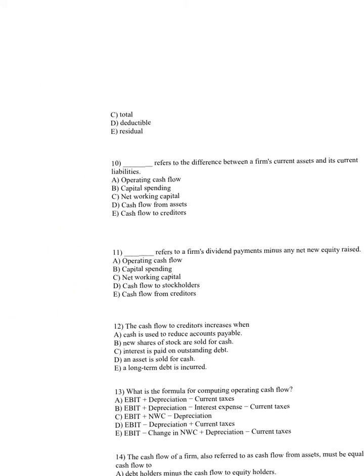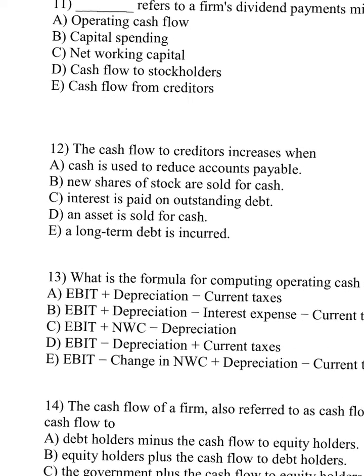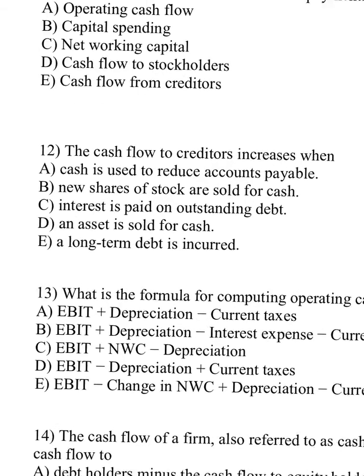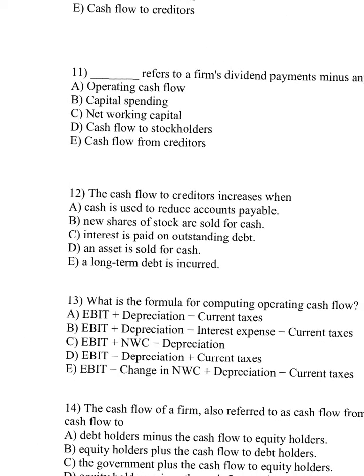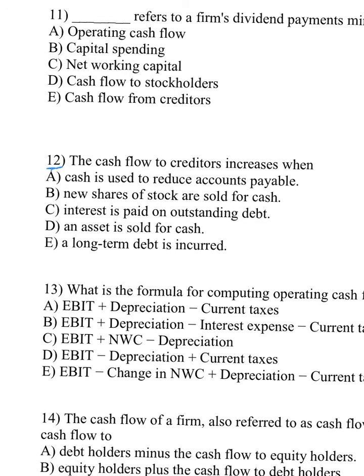Okay, and you can see these are the totals. It's never considered to be total tax rate. It's going to be deductible, no. Residual, also not. Alright, so let's go to another important question that a lot of you were also questioning. Question number 12. The cash flow to creditors increases when. Remember what we mean by creditors is the entity that we are borrowing from, like the banks and so on.